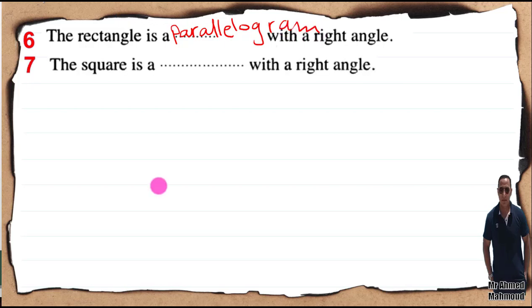The square is what with a right angle? Okay, if I change a parallelogram and make its angle right, it will become a rectangle. If I change the rectangle and make the angle right, it will still be a rectangle. But if I have a rhombus and I make its angle right, it will become a square. So the answer here is rhombus.